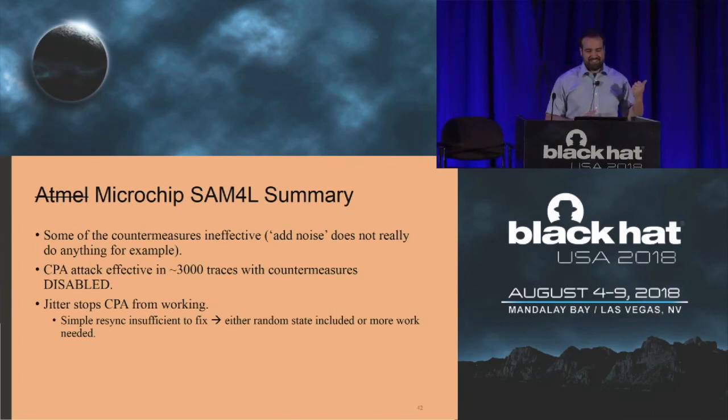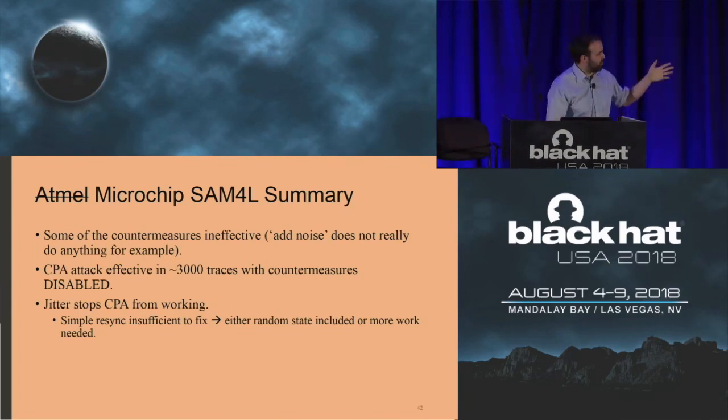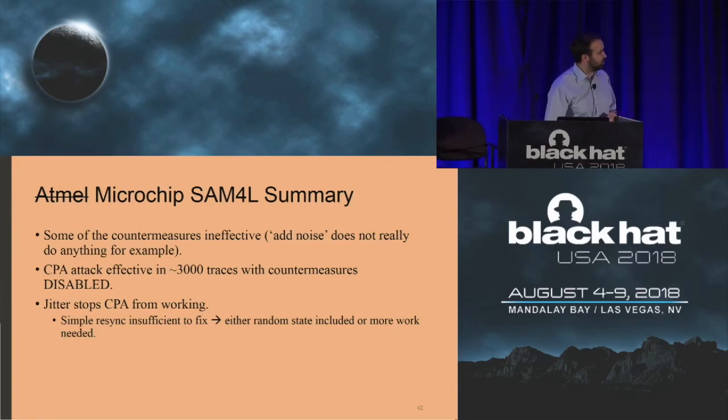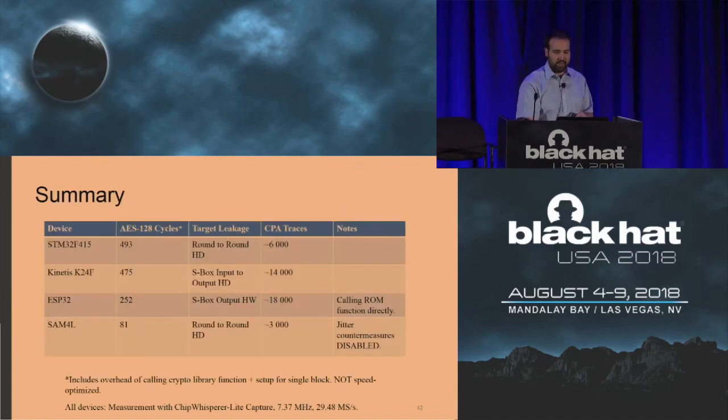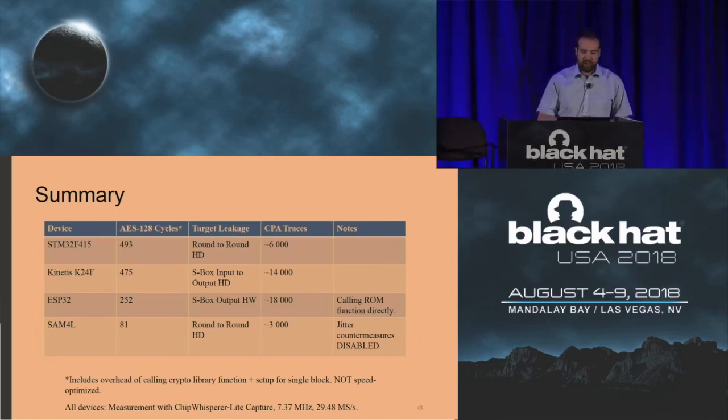But what I found out is that some of the countermeasures don't work. There's an add noise countermeasure, for example, that didn't do anything even when properly enabled. More importantly, there is this datasheet bug that you might not find if you just relied on the datasheet and implemented it. So that's the four of them. There's a fifth device running ROM code in the white paper just for speed. I haven't included it here.